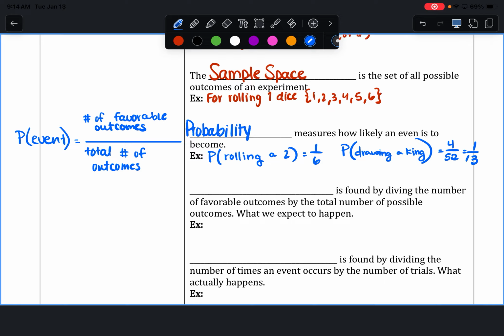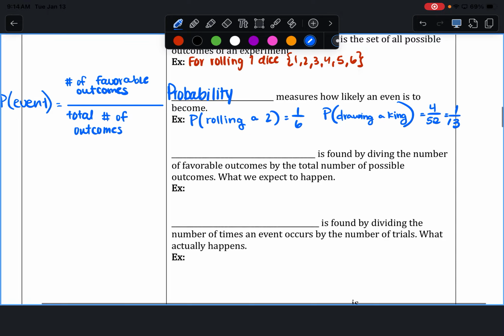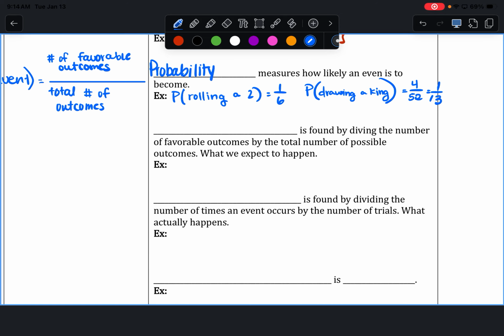So we take the number of favorable outcomes, the number of outcomes we want, out of the total possible that we could have. Okay, then we have two different kinds of probabilities that we're going to look at. We have a theoretical probability, which is found by dividing the number of favorable outcomes by the total number of possible outcomes. It's what we expect to happen. And we use the sample space for that, right? We typically use sample space.